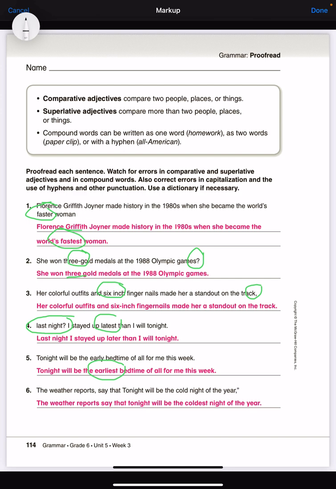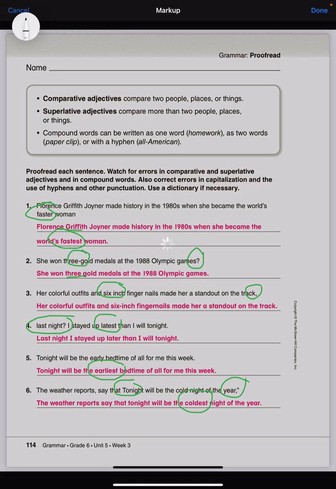And finally here, I don't know why we would capitalize tonight. They're just doing some weird things here. Okay, but mostly when we're talking about making comparisons, we want to say coldest night of the year. Coldest, because the entire year is 365 days. Okay.